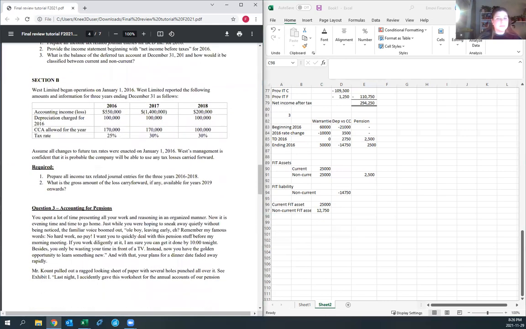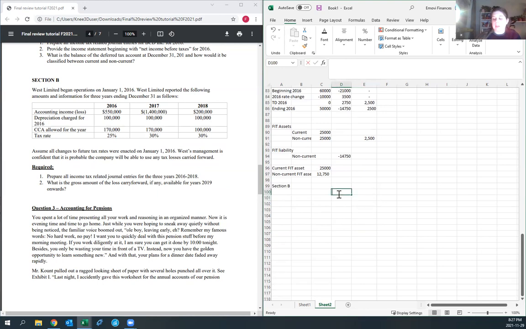Then for section B, which I think is your assignment. West Limited began operation on January 1st, 2016. West Limited reported the following amounts and information for 3 years ending December 31st as follows. Then they give us the accounting income, depreciation, CCA, and tax rate. And then assume all changes to future tax rates were enacted on January 1st, 2016. West's management is confident that it is probable the company will be able to use any tax losses carried forward. So first, they want us to prepare all the income tax related journal entries for the 3 years, and then what is the gross amount of the carry forward for 2019.